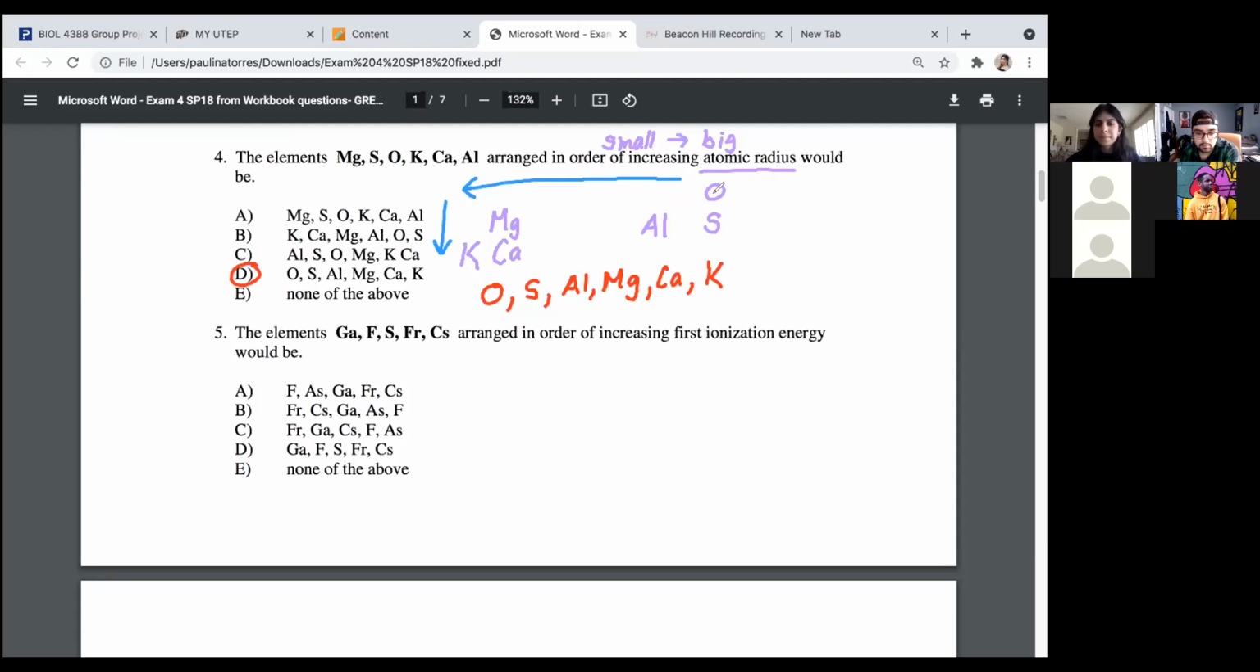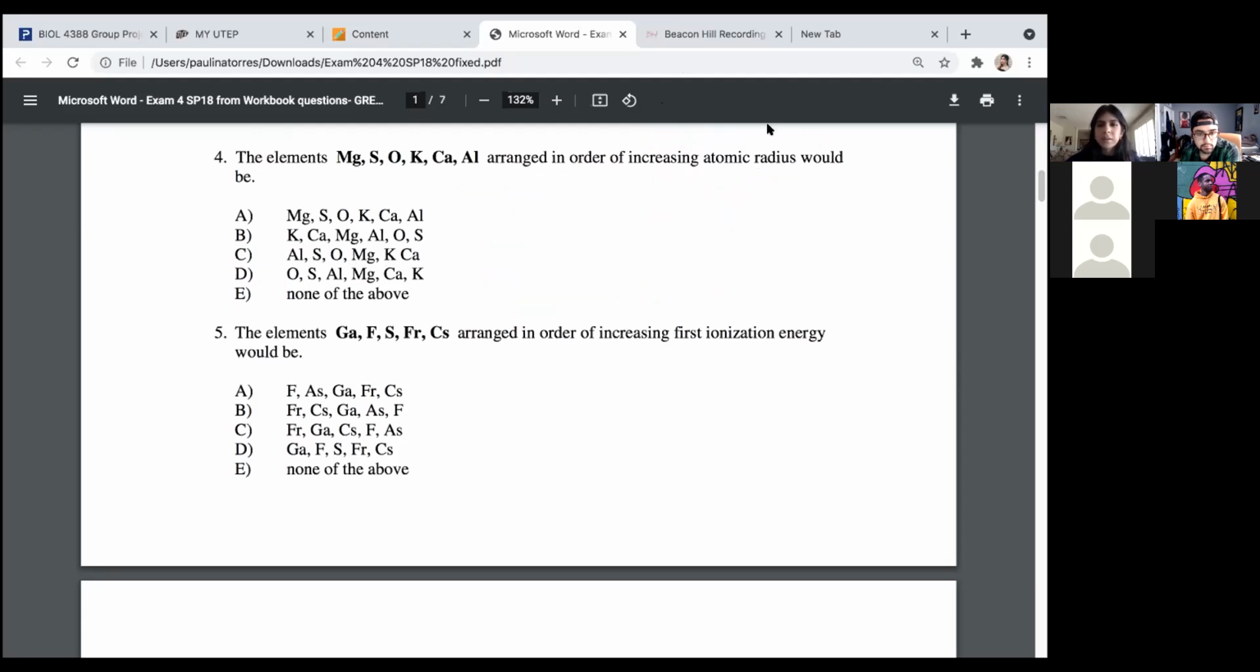So you just basically look at the periodic table and see where they're placed. Yes, exactly. So this is all periodic trends. The periodic table will be your best friend here. All right, let's move on.